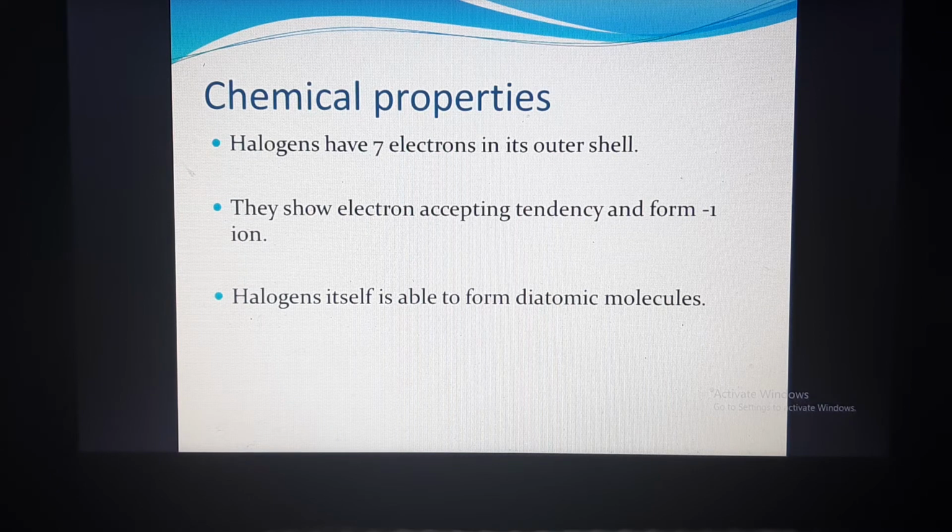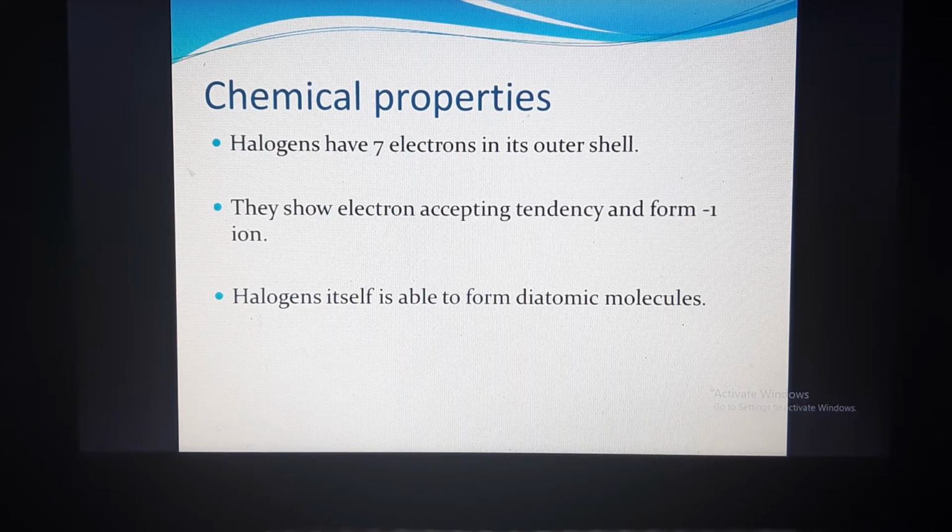Next, we are discussing a few chemical properties. The halogens have 7 electrons in the outer shell. All the 7th group elements have 7 electrons in the outer shell. If they chemically combine, they form a -1 ion. They are accepting electrons. How many electrons can they accept? Only 1 electron, because 7 is already there. They have to make 8 electrons, so they need 1 more electron. So they easily accept this 1 electron and form a -1 ion in a chemical reaction or in chemical compounds.